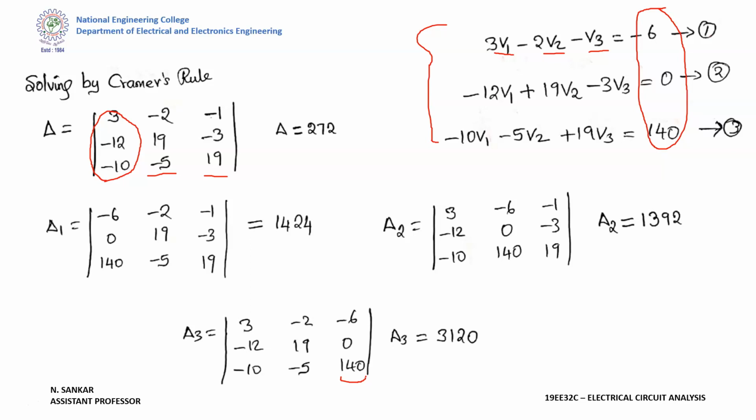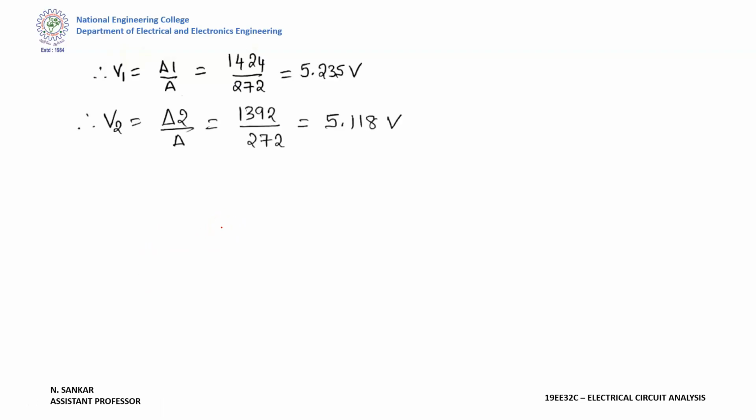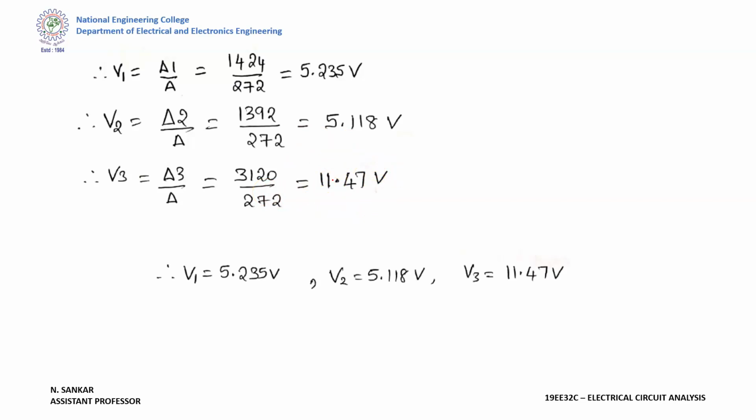So by using Cramer's rule, you can find V1, V2, V3. So the formula for V1 is nothing but del 1 by del. Similarly, for V2 it is del 2 by del. For V3 it is del 3 by del. Okay. So we know the values of del 1 and del. So 1424 divided by 272, which is equal to 5.325 volt. Similarly, for V2, del 2 by del. Okay. So it is 5.188. And for V3 it is del 3 by del. So that is 3120 divided by 272, which is equal to 11.47 volt. So finally we found the nodal voltages, that is V1, V2, V3.